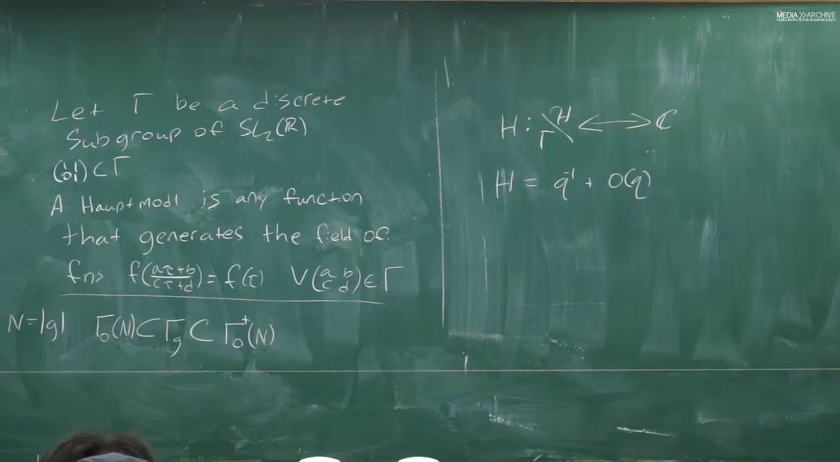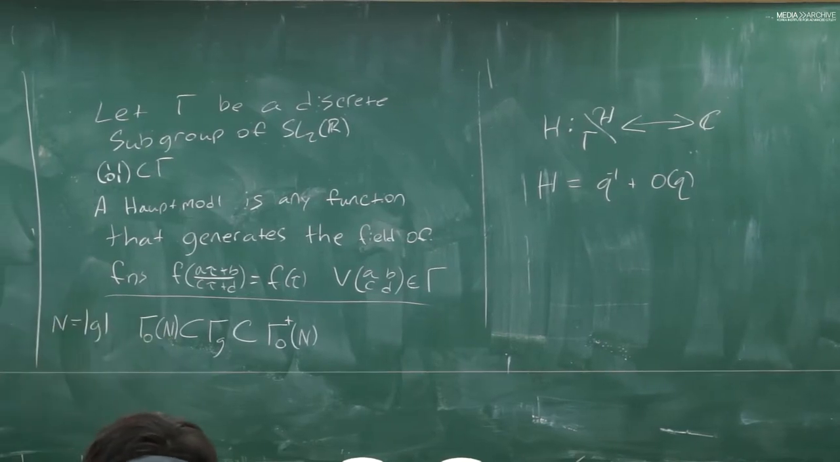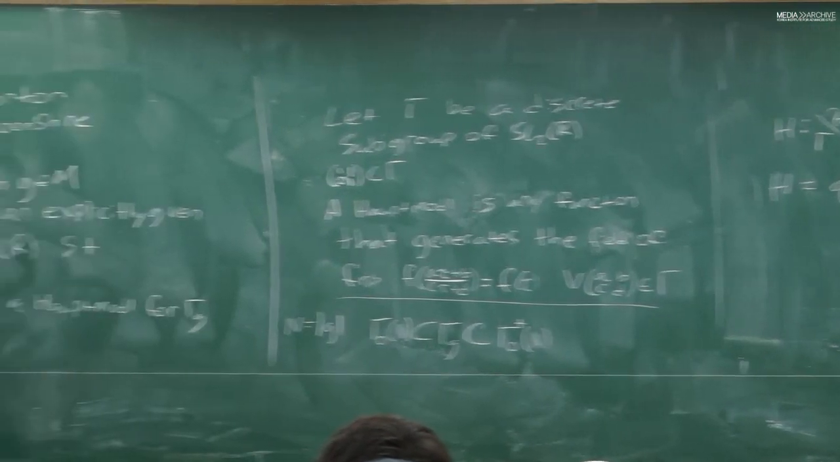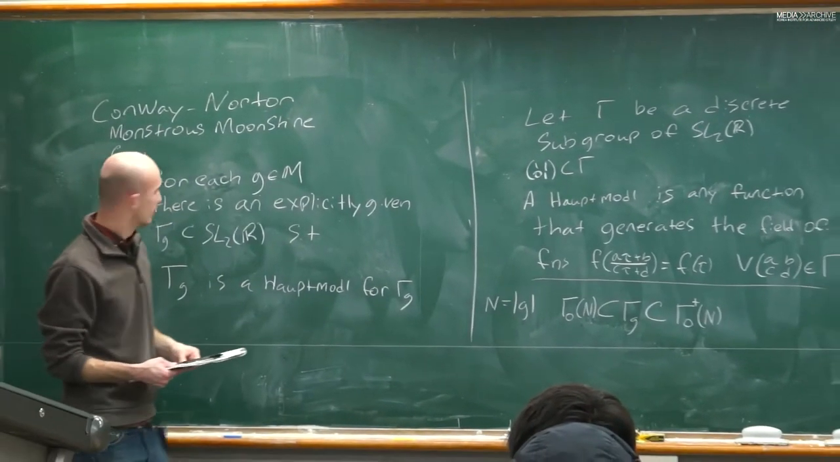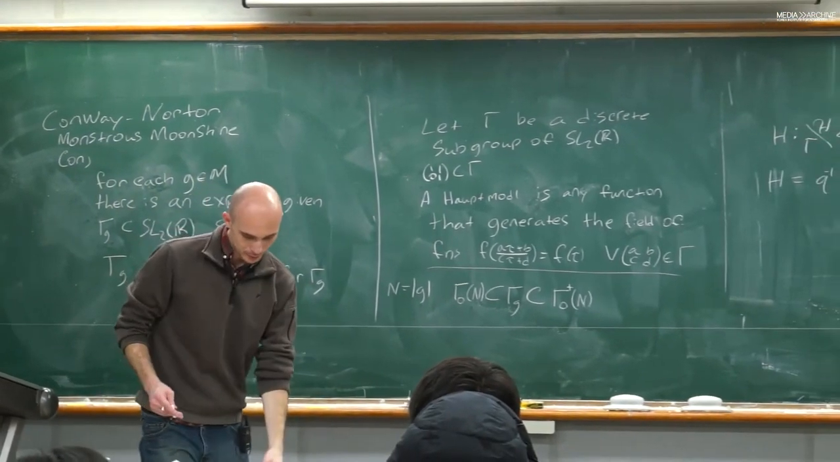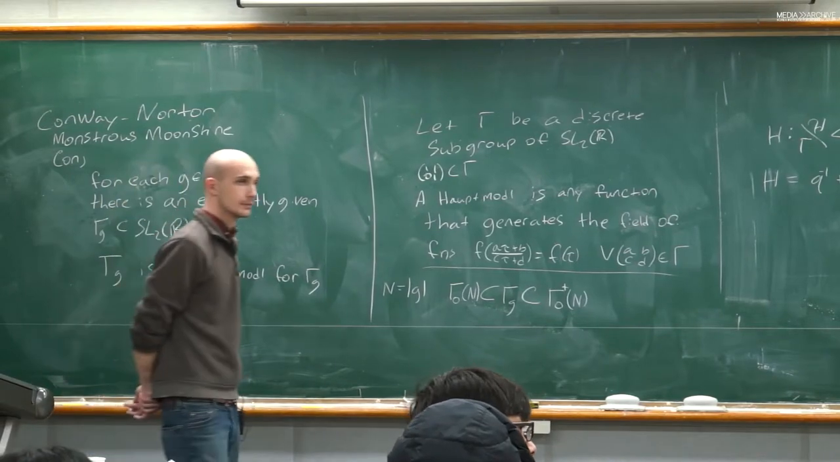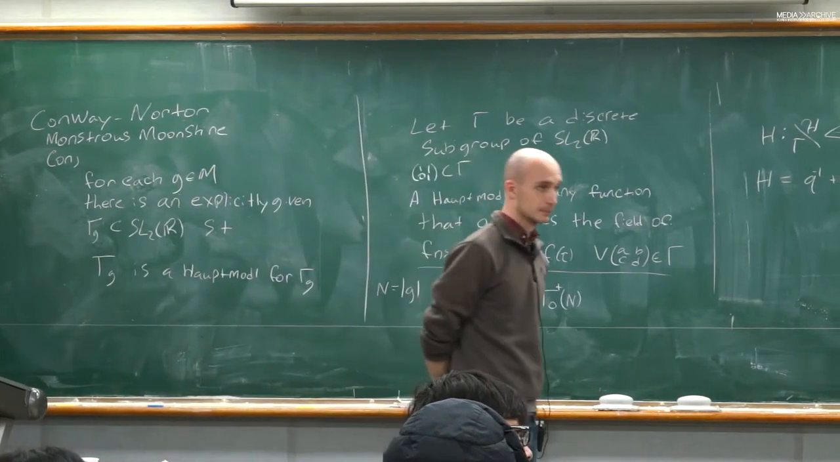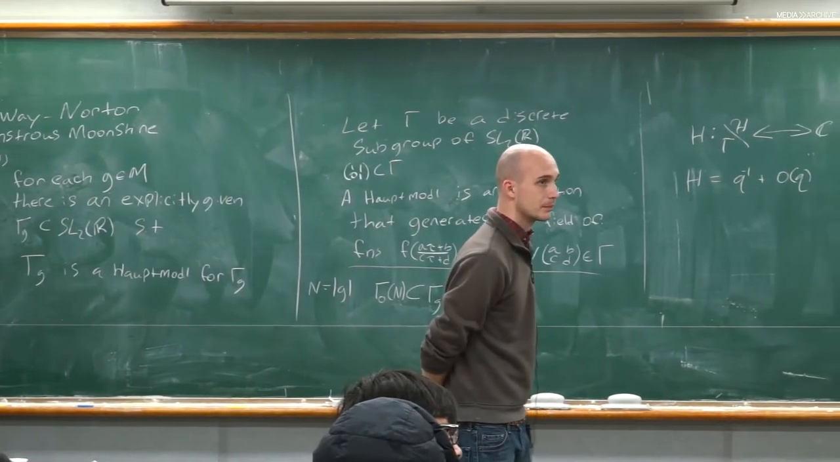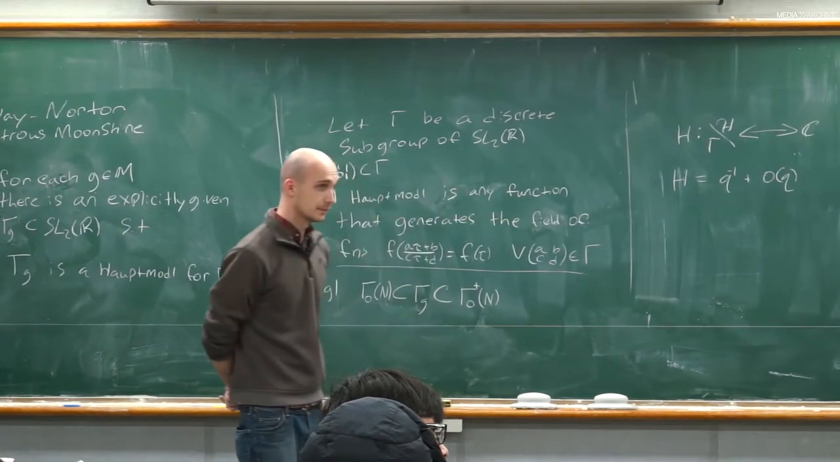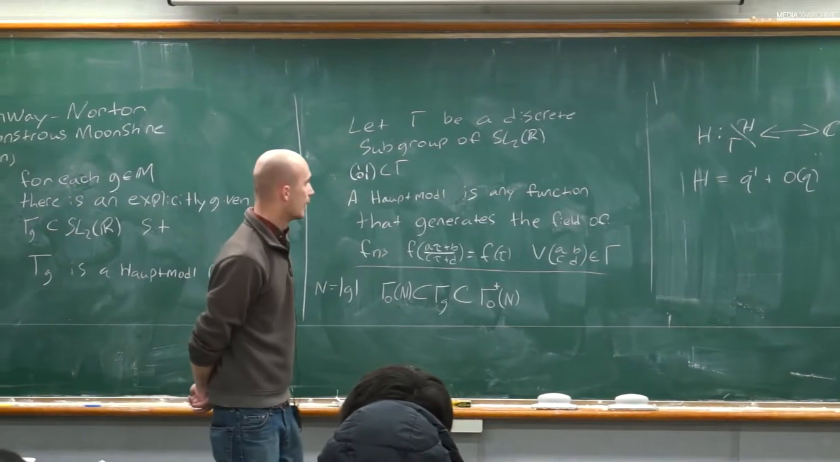And those Haupt modules for the groups gamma sub g are what Conway and Norton are looking at in their theory of monstrous moonshine. This is only defined if the upper half plane mod gamma has a compactification which is genus zero. Yes, exactly.